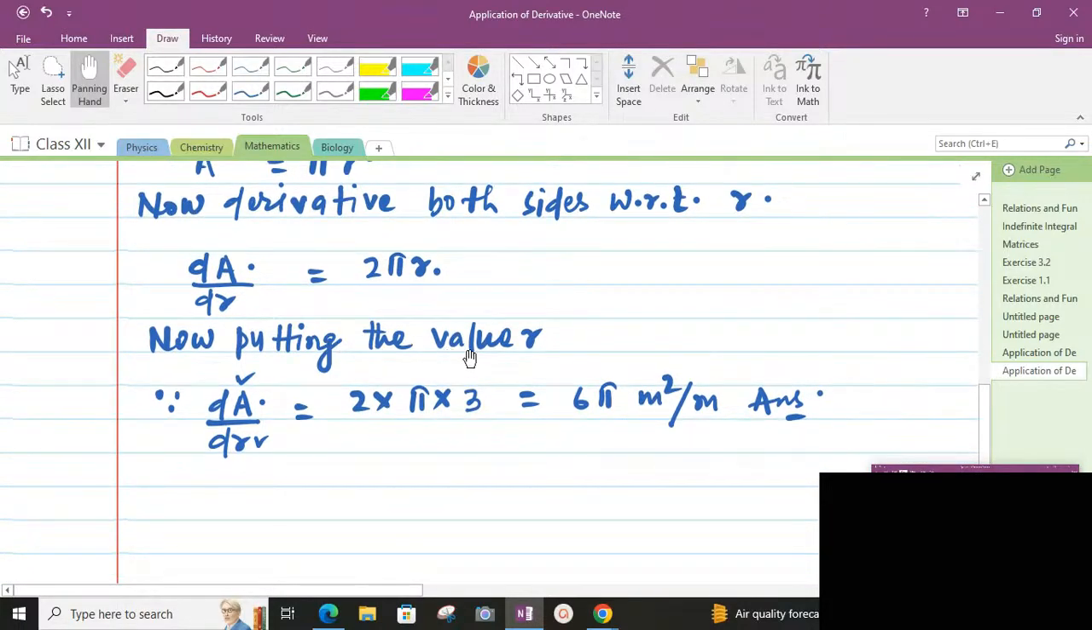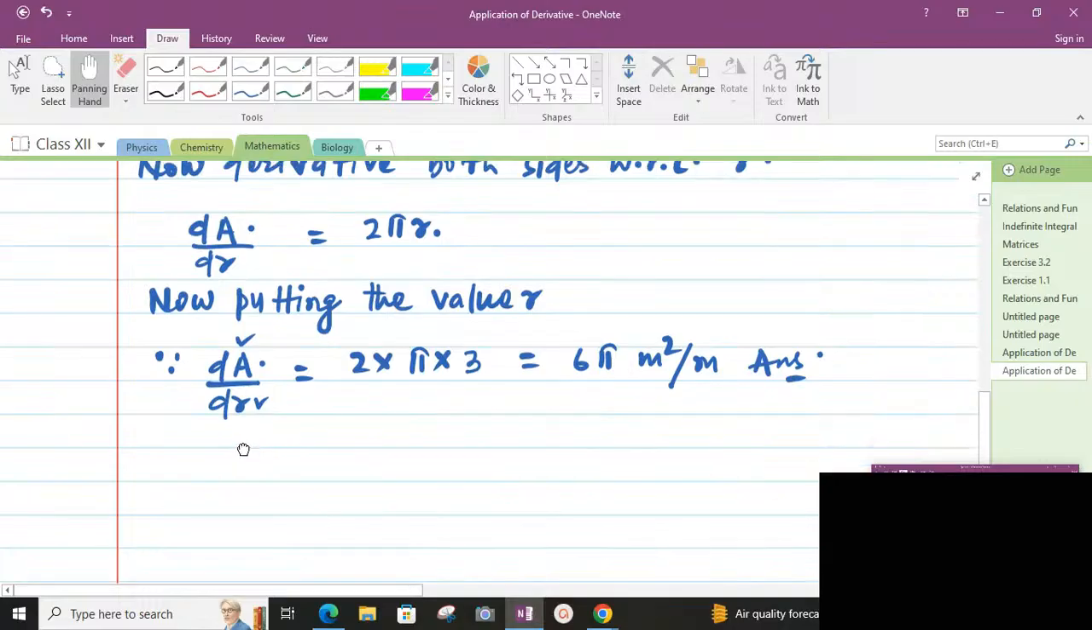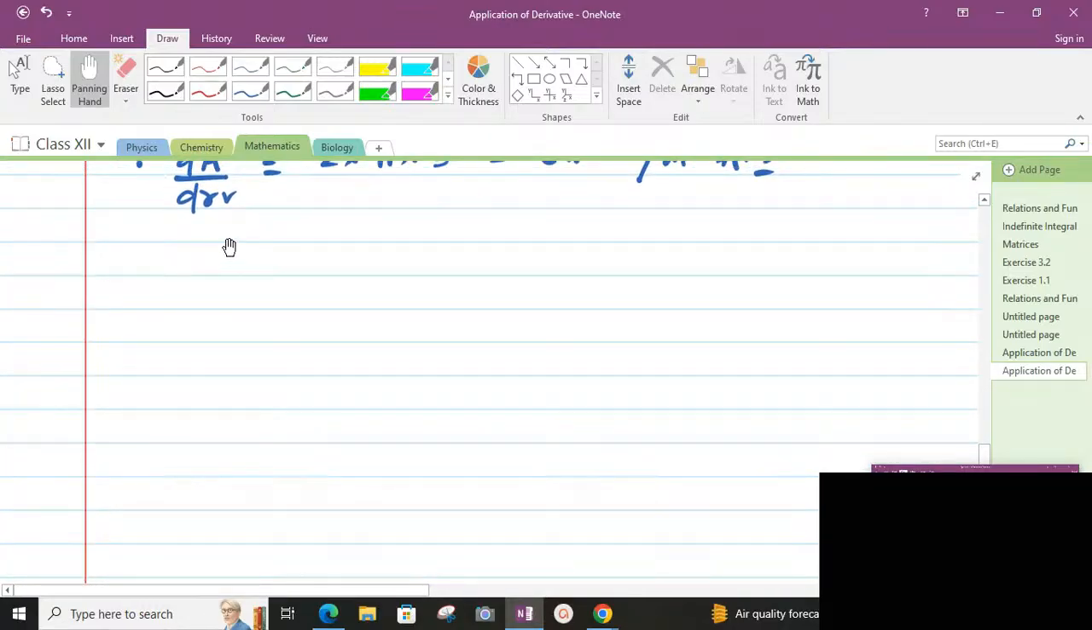Now putting the value of r, in the left hand side dA by dr equal to 2 into pi into 3, since the value of r is 3. After the simple multiplication, we get 6 pi, and the unit of A is meter square and the unit of r is meter. Therefore, this will be 6 pi meter square per meter. Is there any problem in understanding the solution of this question? Let's see the b part of this question.